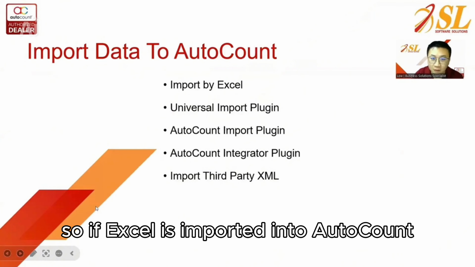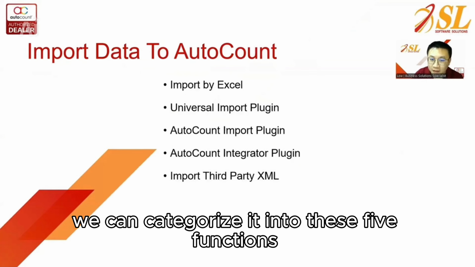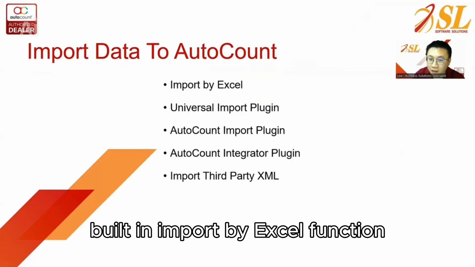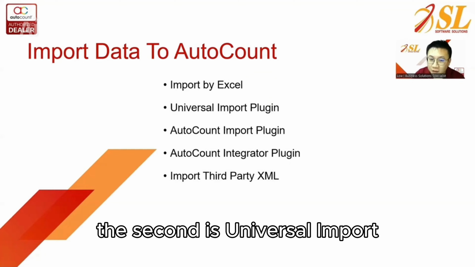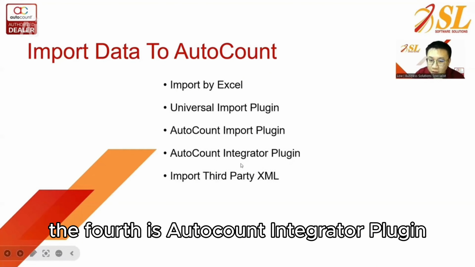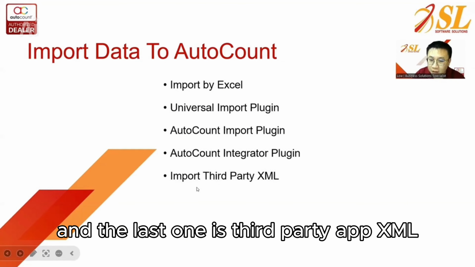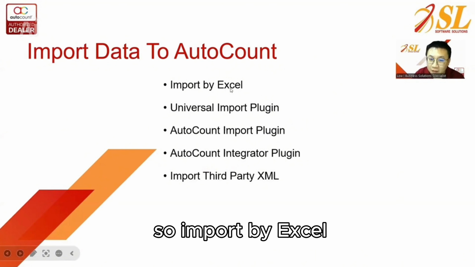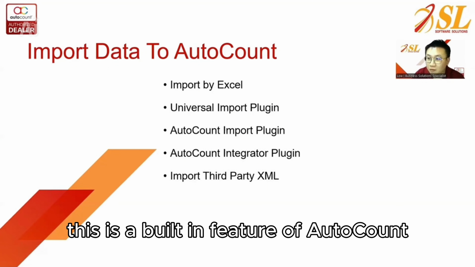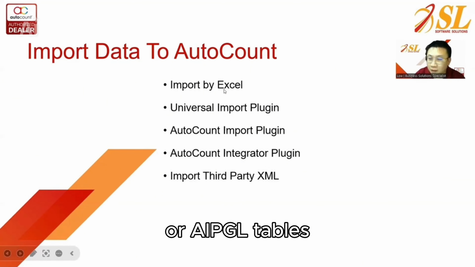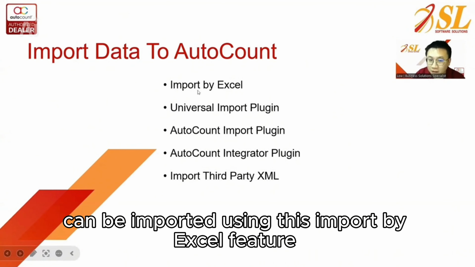So if Excel is imported into AutoCount, we can categorize it into these 5 functions. The first is AutoCount's built-in import by Excel function. The second is universal import. The third is AutoCount import plugin. The fourth is AutoCount integrator plugin. And the last one is third-party app XML. So import by Excel is a built-in feature of AutoCount. Most of the master tables or AIPGL tables can be imported using this import by Excel feature.